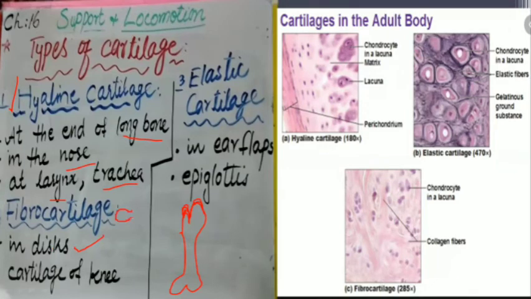For example, this is one vertebra, that is another one, and in between these two there is a disc present. This disc supports and helps the movement of the vertebral column, and it also gives support against any injury. So it is made up of cartilage, and that is called fibrous cartilage. You can see here lots of collagen fibers are present. It is also present in the knee; in the knee, cartilage is also present.